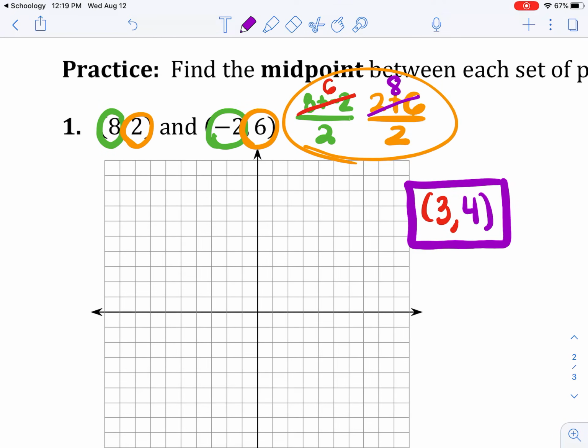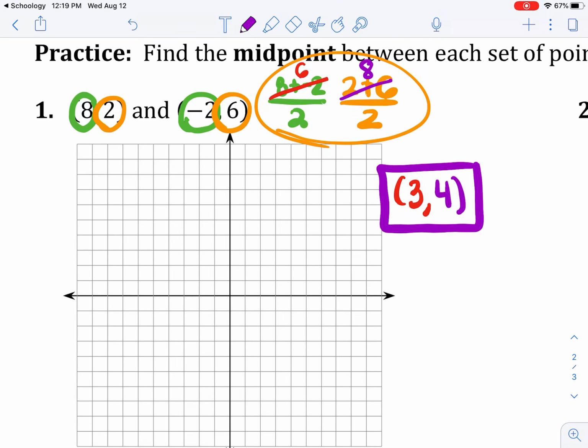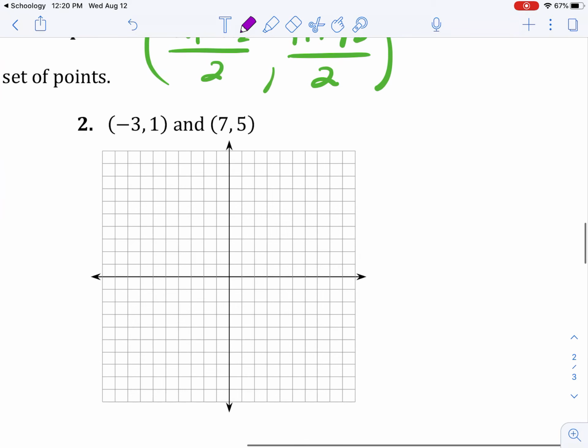If you wanted to check to make sure you did it right, you could always graph it and see. So 8, 2, negative 2, 6. And then you can just see if 3, 4 looks like it's in the middle. It does. So I did it right. All right, we'll try one more, and then you can try the next 2 on your own.